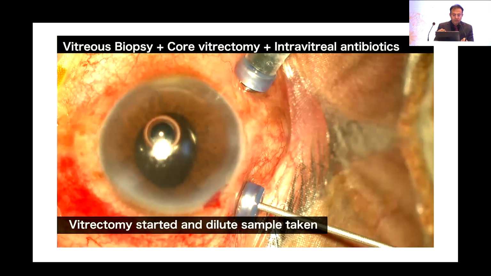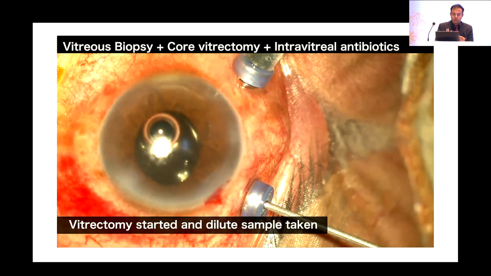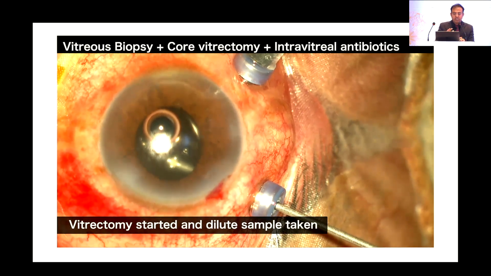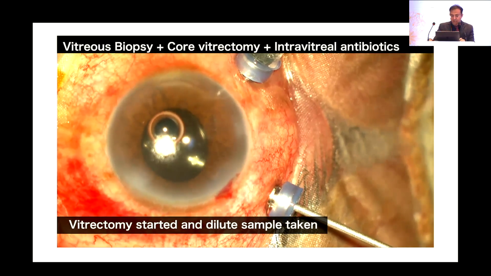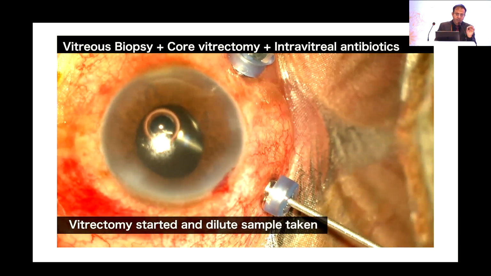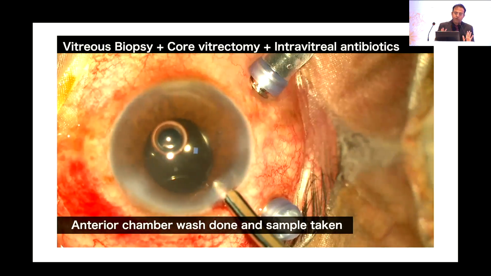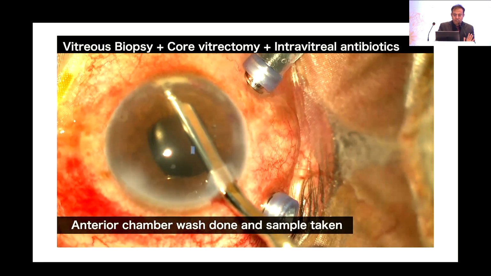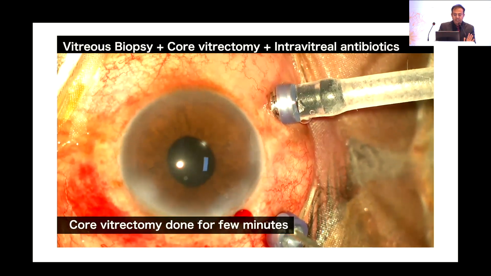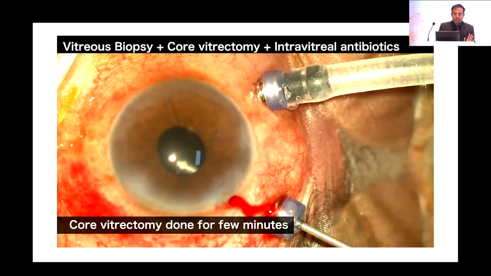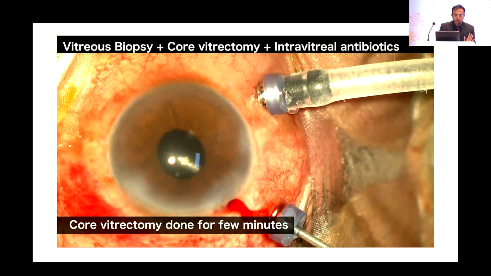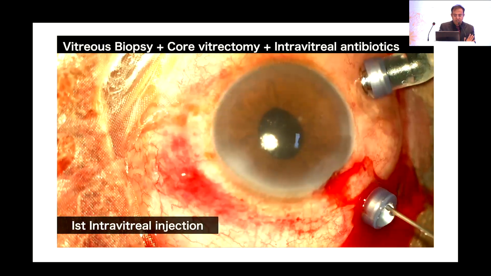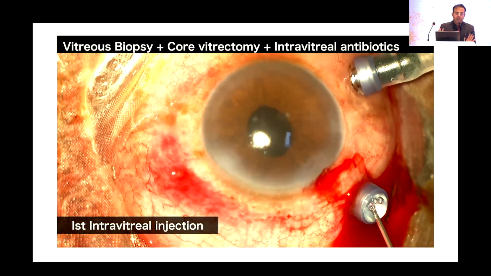You just go in with a cutter. As an anterior segment surgeon, you can actually do it. Just see the opening of the cutter and just use it for 3 or 4 minutes. Just keep on doing it there. And then do an AC wash and an AC clearing. Take the sample. Once you've done this clearing, you can see I'm doing core vitrectomy for a few minutes, and then I'm giving my intravitreal injections.